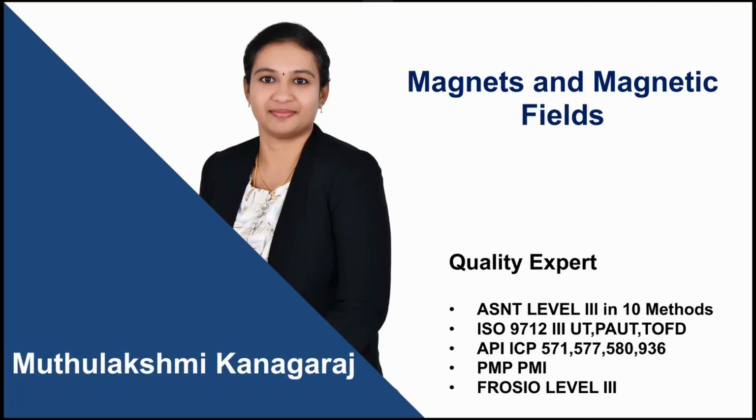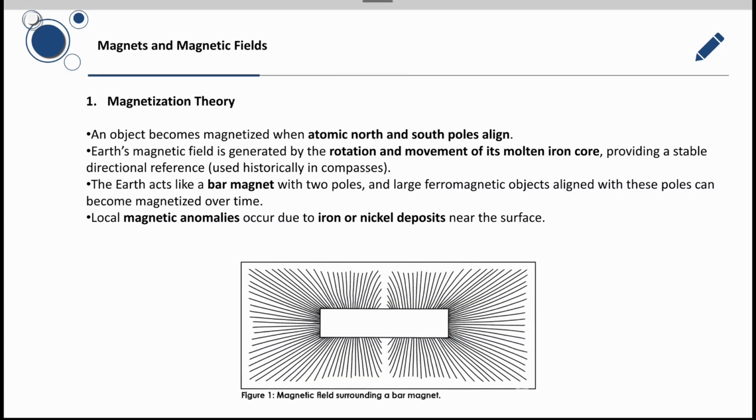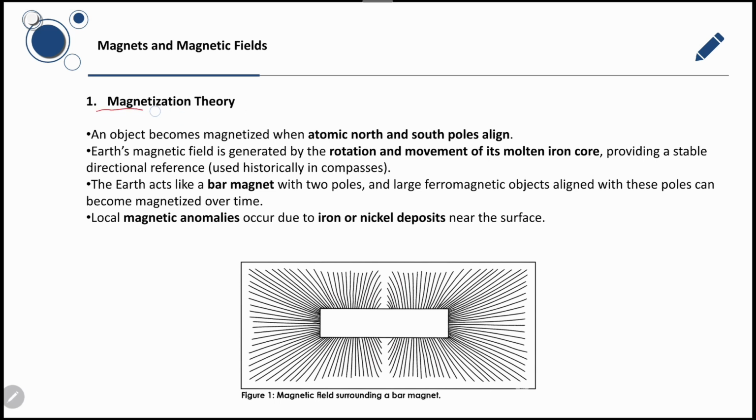Now we are discussing magnets and magnetic fields. Let's start the session. First, we are discussing magnetization theory. The first point: an object becomes magnetized when atomic north and south poles align.